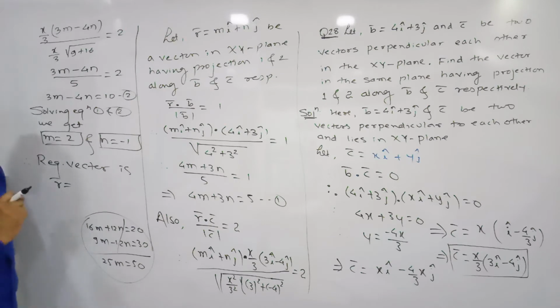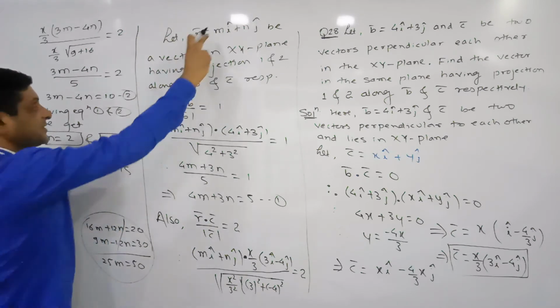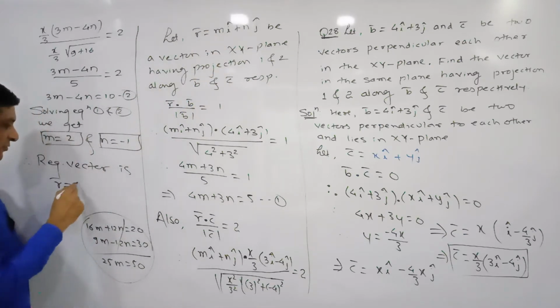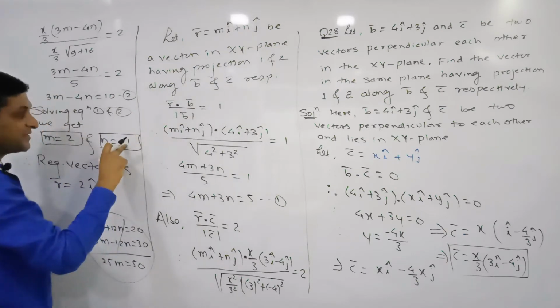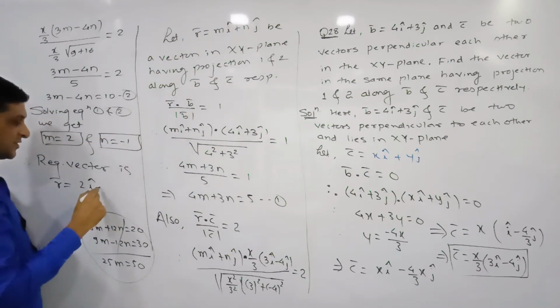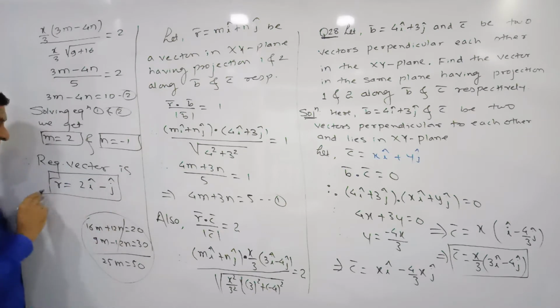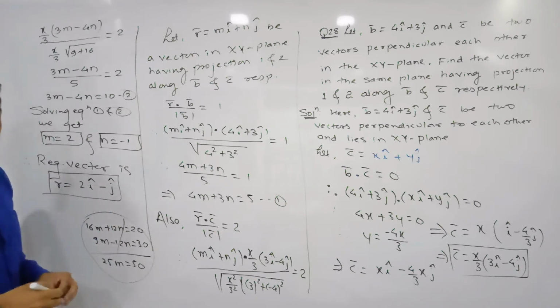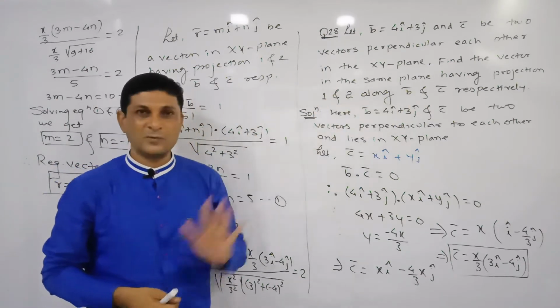So once the values of m and n are known to us, we will get our required vector r bar. Substitute the value of m equal to 2, so here we will get 2i cap, and replace n by its value minus 1, means minus 1 into j cap, that is minus j cap. In this way we have got our required vector r bar, whose projection on a bar is equal to 1 and on c bar is equal to how much? 2.